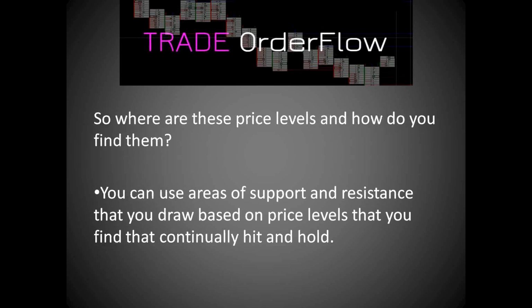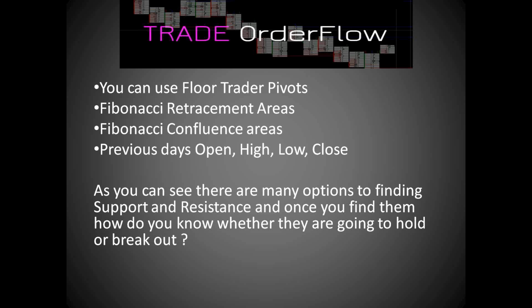Knowing where the levels are is another key factor in trading with order flow, or any other type of trading or setups that you're doing. There are lots of ways to come up with these price levels. You can look to the left on your chart at how price is behaving, areas that are creating support and areas that are creating resistance above you, just based on the price action. You can use floor trader pivots. You can use Fibonacci retracement areas, confluence areas, previous day's open, high, low, close.